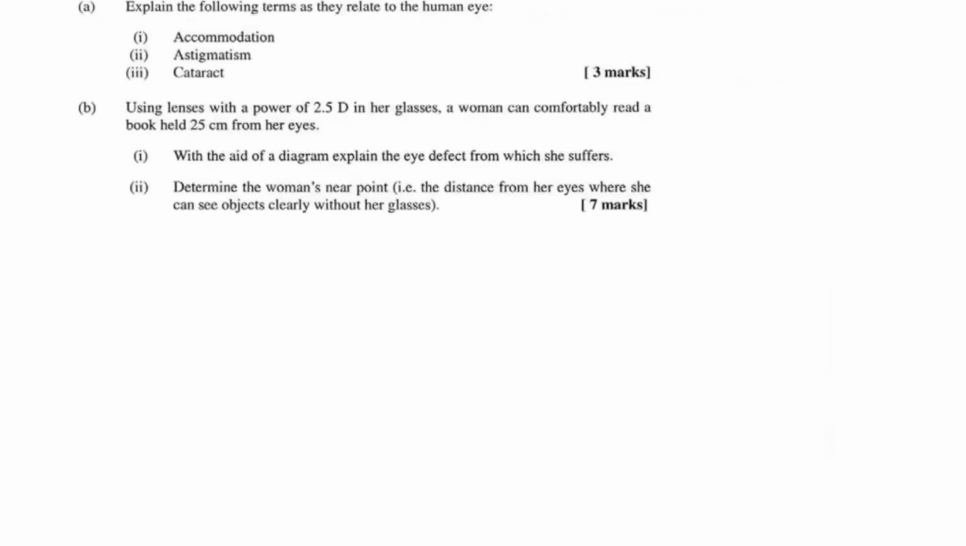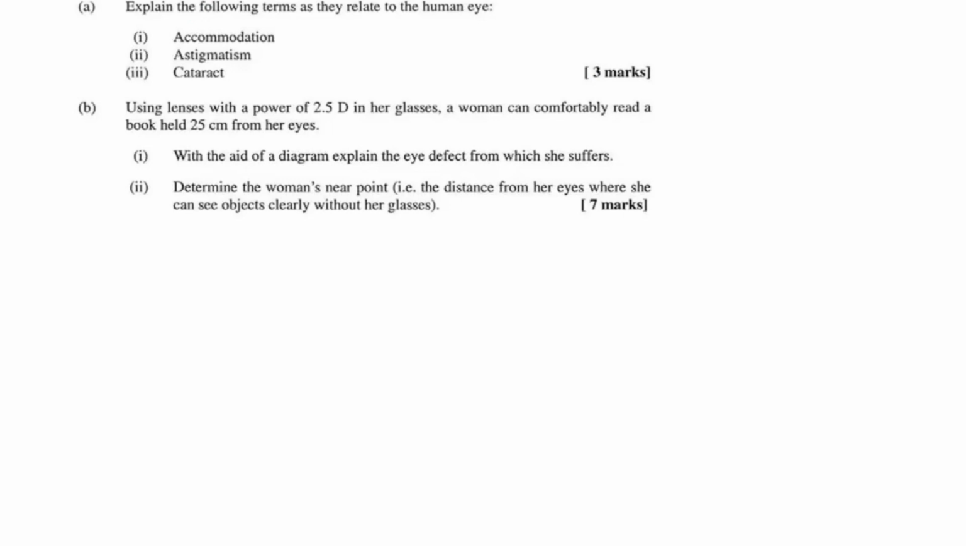So these are obviously past paper questions that ask us what is accommodation, astigmatism, and cataract. So it will be good if you can remember these things. If anyone wants to give it a try, then I would appreciate your effort. So can we answer? Yes, yes, yes.